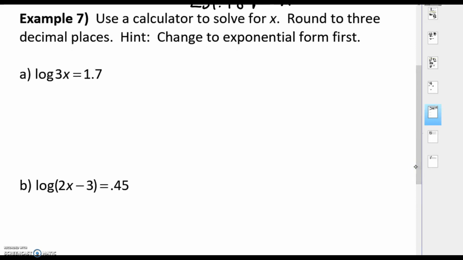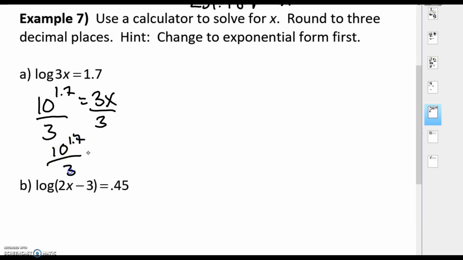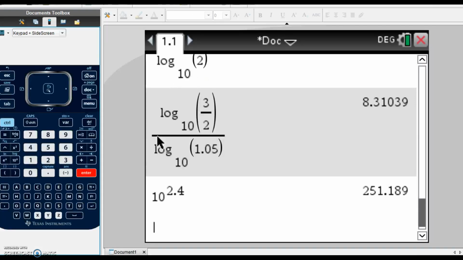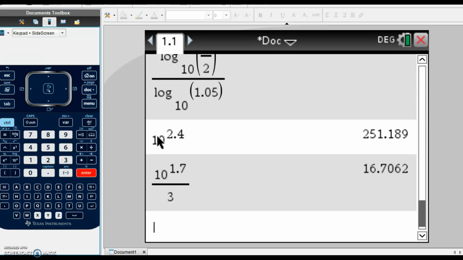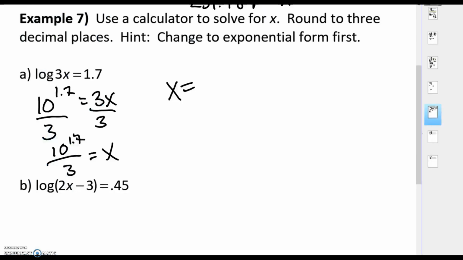Our first hint is to always change it to exponential form first. So this becomes 10 to the 1.7 equals 3x. So I divide both sides by 3. So I do 10 to the 1.7 divided by 3 equals x, which in my calculator gets me 16.706.